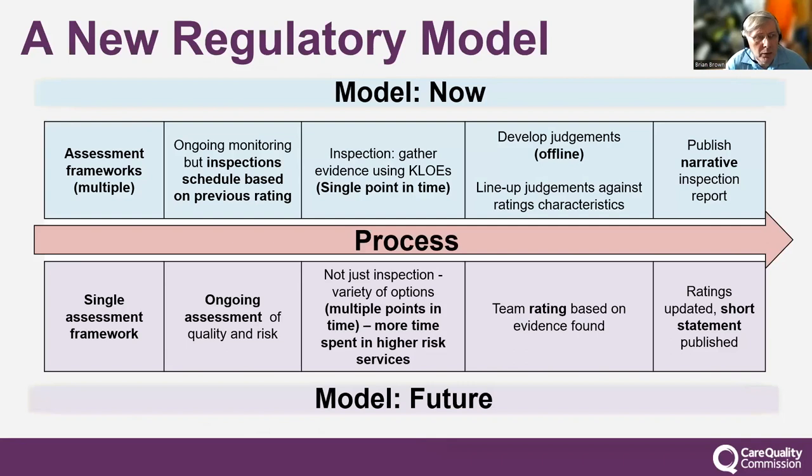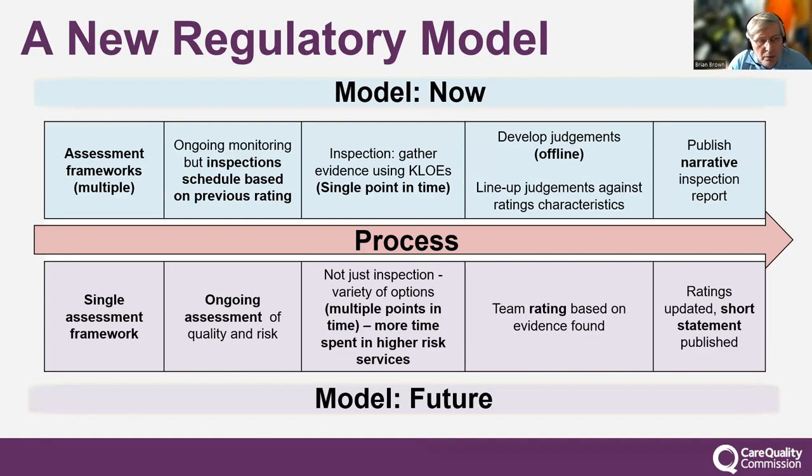As part of that, we're going to be moving towards a new regulatory model. And there are three main reasons why we need to change. We need to make things simpler so we can focus on what really matters to people. We need to reflect better how care is actually delivered by different types of services, as well as across a local area. And we need one framework that connects our registration activity to our assessment of quality as a service is actually delivering the service.